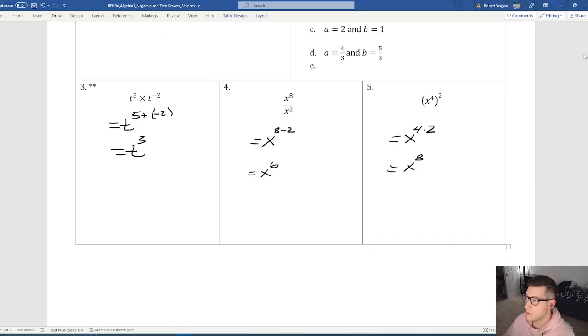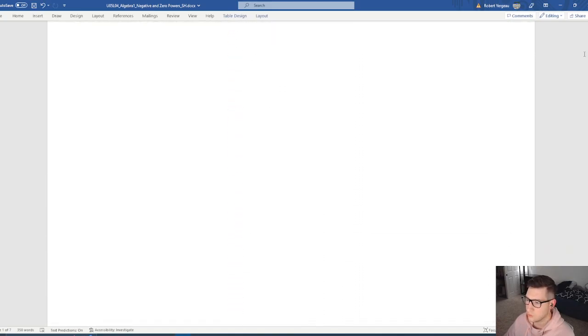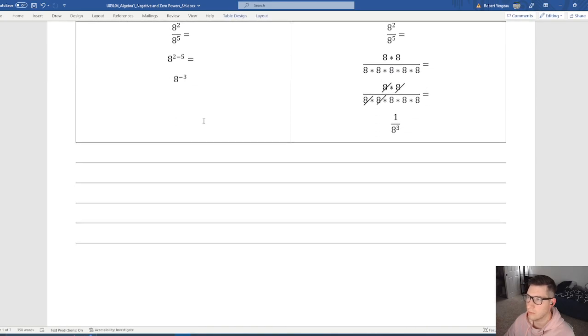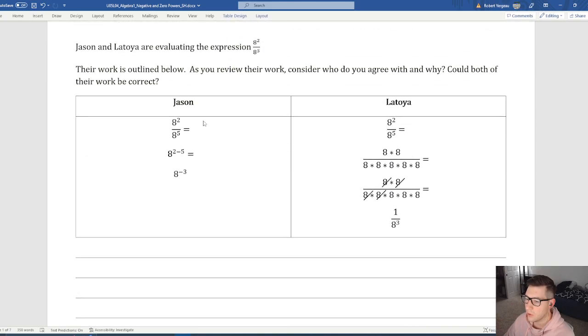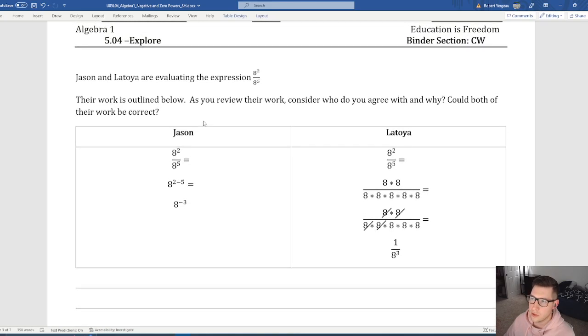But now we are going to take a look at this Explore. Now, we have some things in front of us. And so we're being told that Jason and Latoya are evaluating the expression 8 squared over 8 to the 5th. Their work is outlined below. As you review their work, consider who do you agree with and why, and could both be correct.